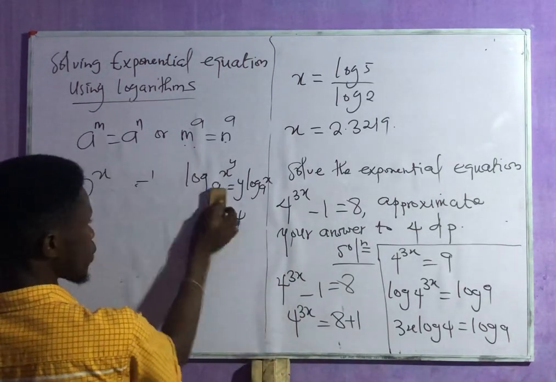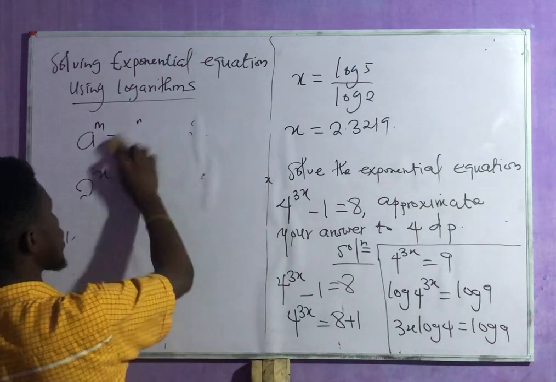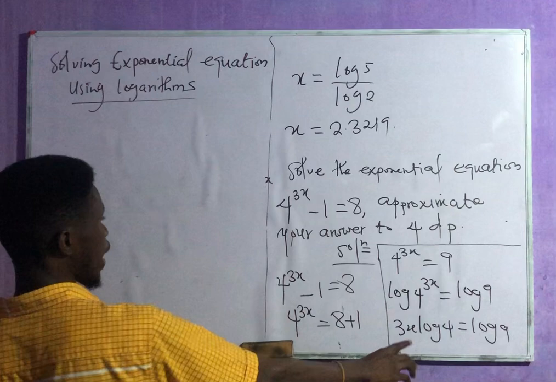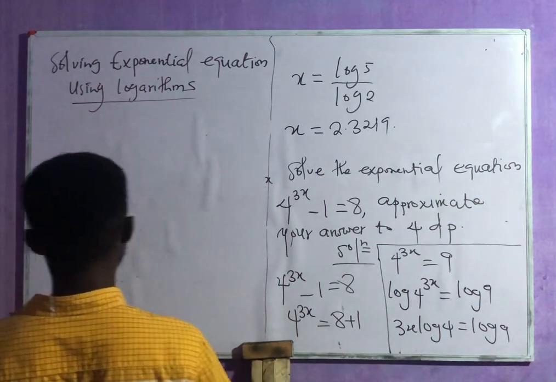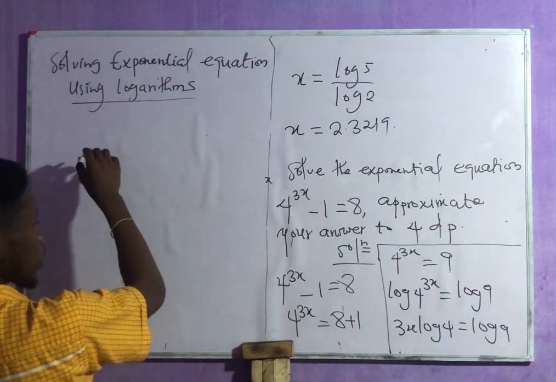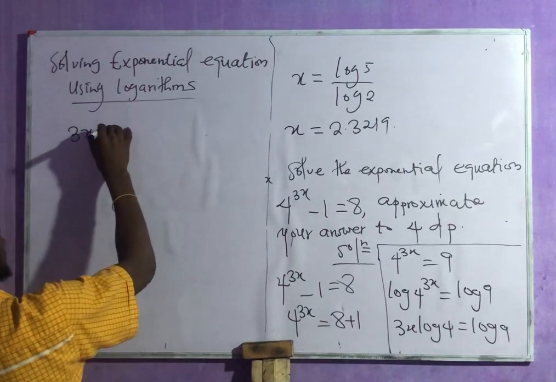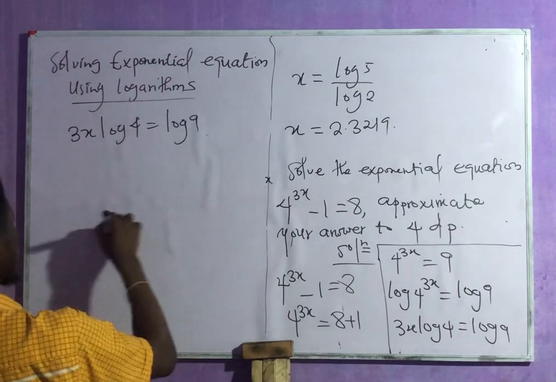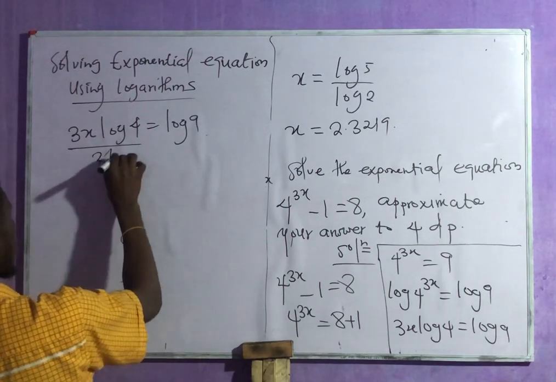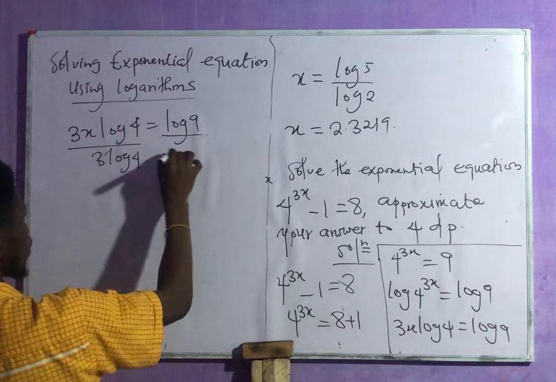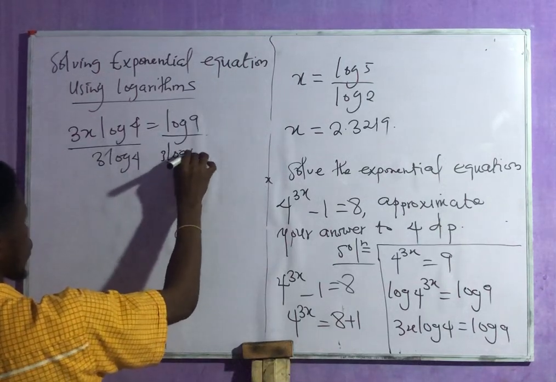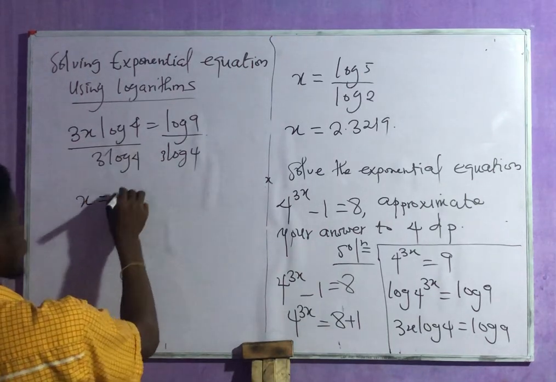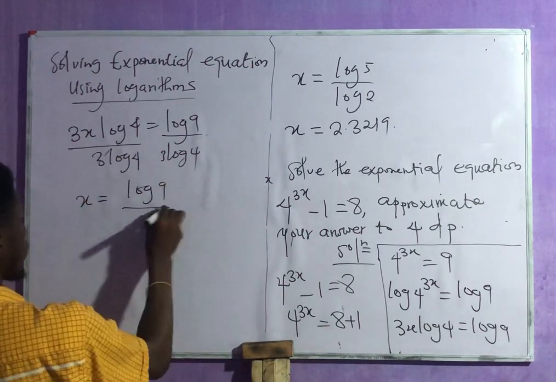Now I want only x to be the subject. So I want the x to stand alone. So you simply divide both sides by 3 log 4. Let me repeat the question. 3x log 4 equals log 9. So I have to divide here by 3 log 4. So you see this one and that will go, leaving my x to be log 9 over 3 log 4.